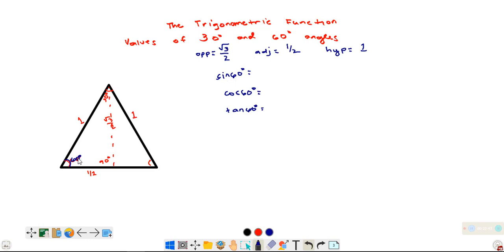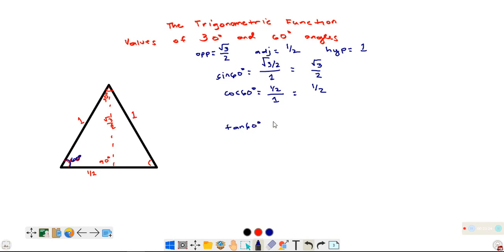So, sine 60 is opposite over the hypotenuse. You have square root of 3 over 2 divided by 1. Or simply, square root of 3 over 2. How about cosine 60? So, cosine 60 is adjacent, that is 1/2, divided by the hypotenuse. So, 1/2 divided by 1 is 1/2. How about tangent?